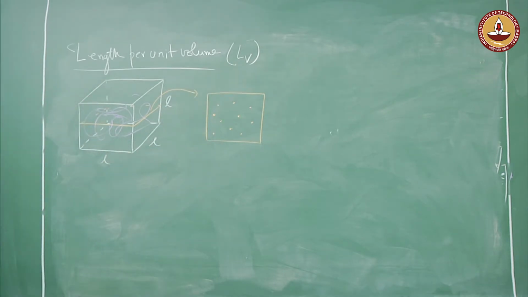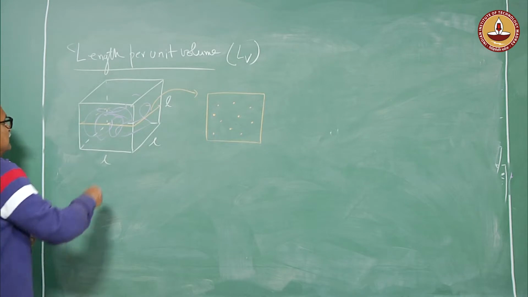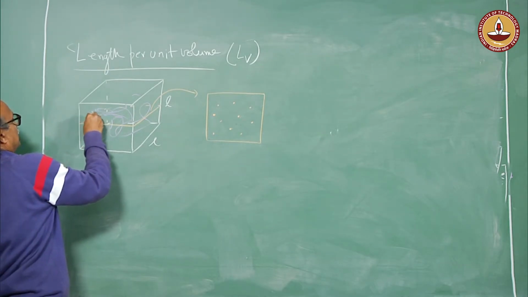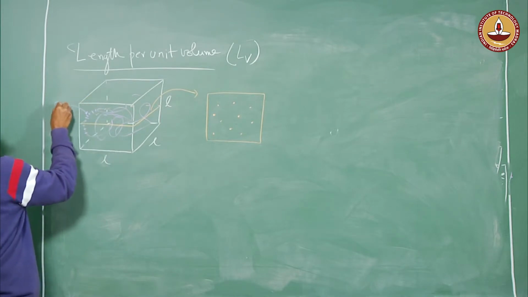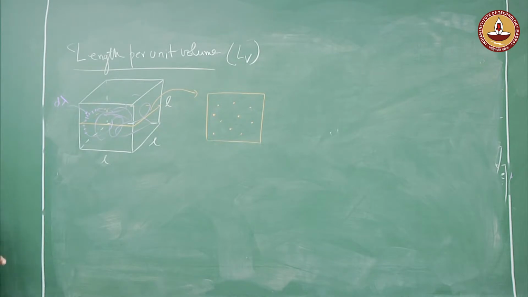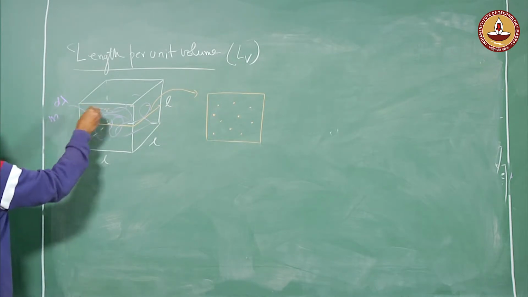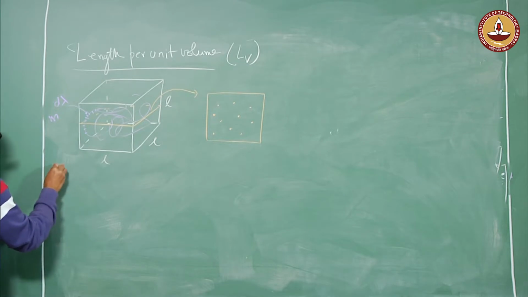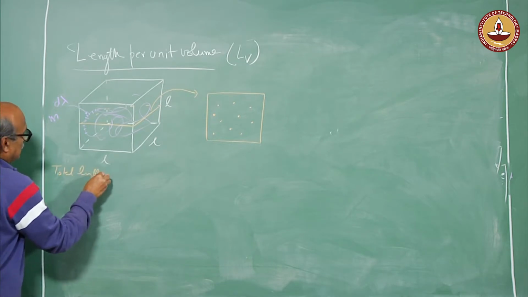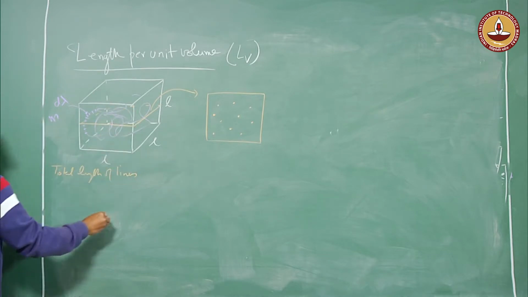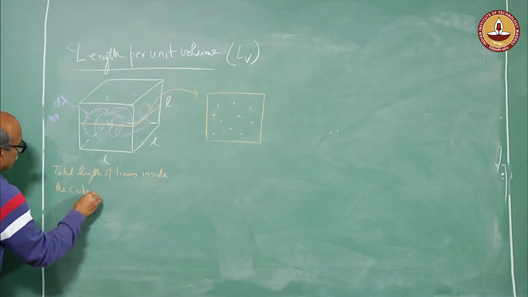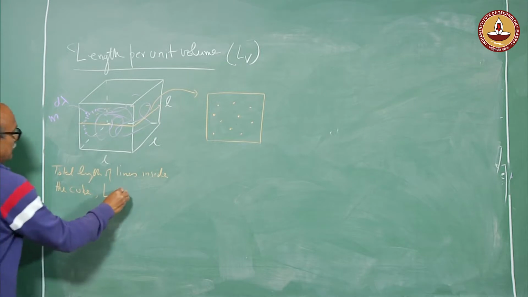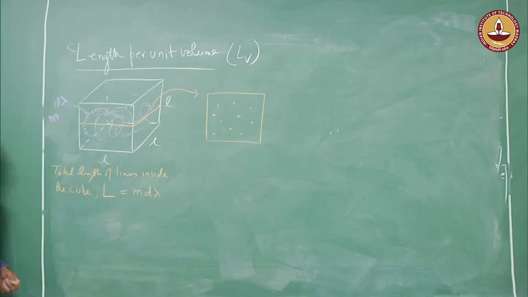length per unit volume. We will do exactly the same thing, just divide all of these line elements into small infinitesimal elements. Again, let me call that d lambda only, and there are m such elements, and hence the total length of lines inside the cube, let that be capital L, is nothing but m times d lambda.